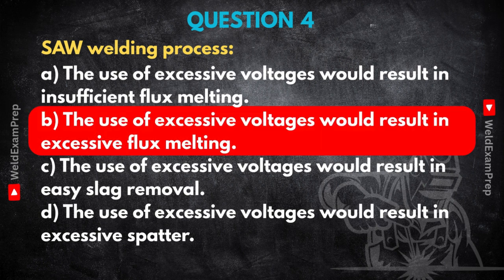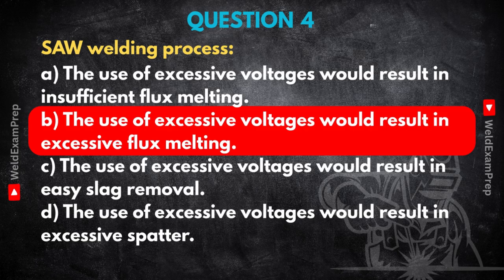In SAW, the arc is buried under that layer of granular flux. Voltage is directly related to the arc length. Higher voltage means a longer arc. Okay, longer arc. So what? Well, a longer arc spreads the heat out over a wider area of the flux blanket beneath it. More voltage, longer arc, more heat spread over more flux. This directly causes more of the flux to melt than is ideal. You get excessive flux melting.